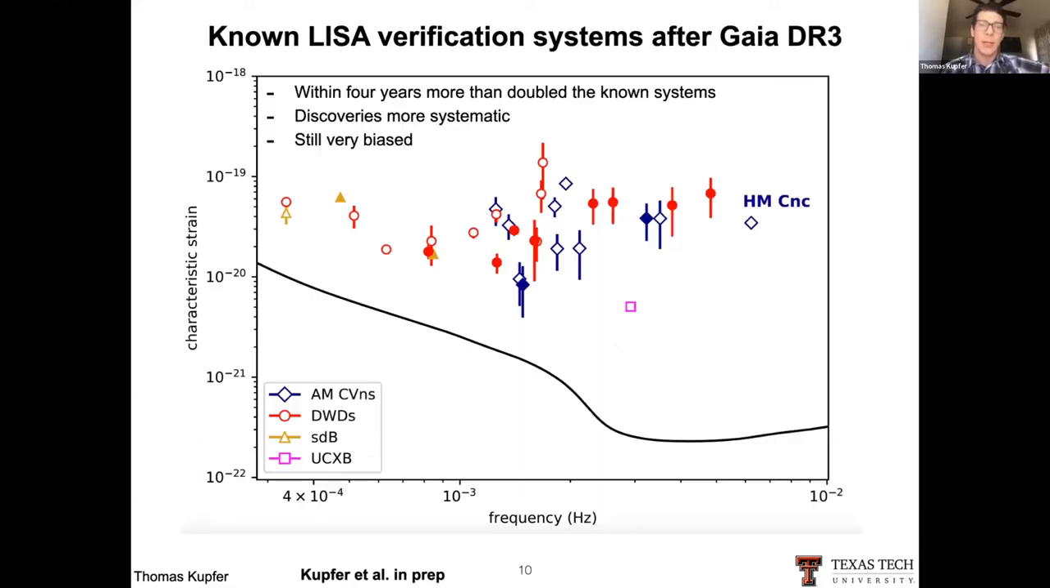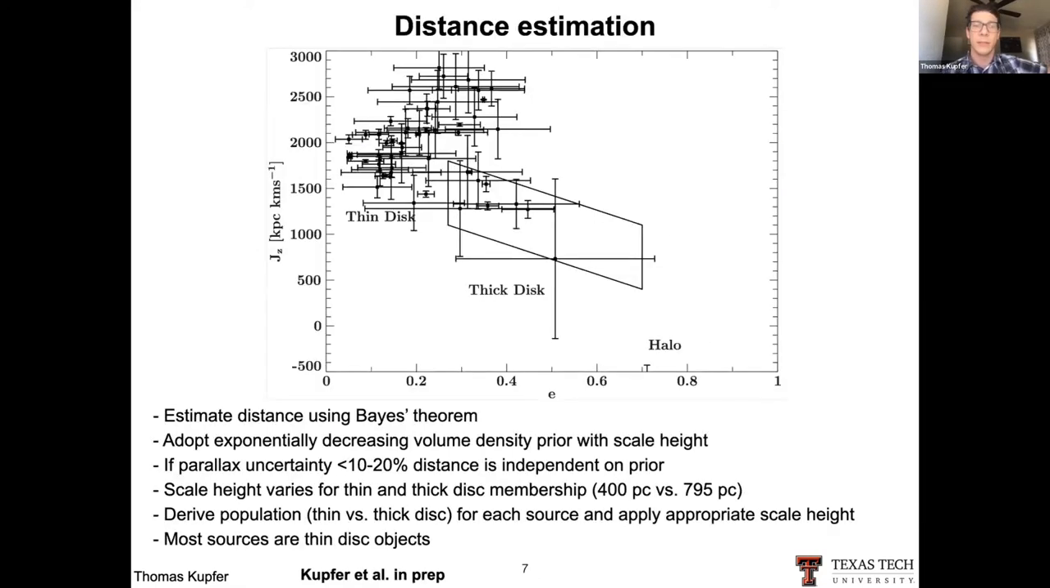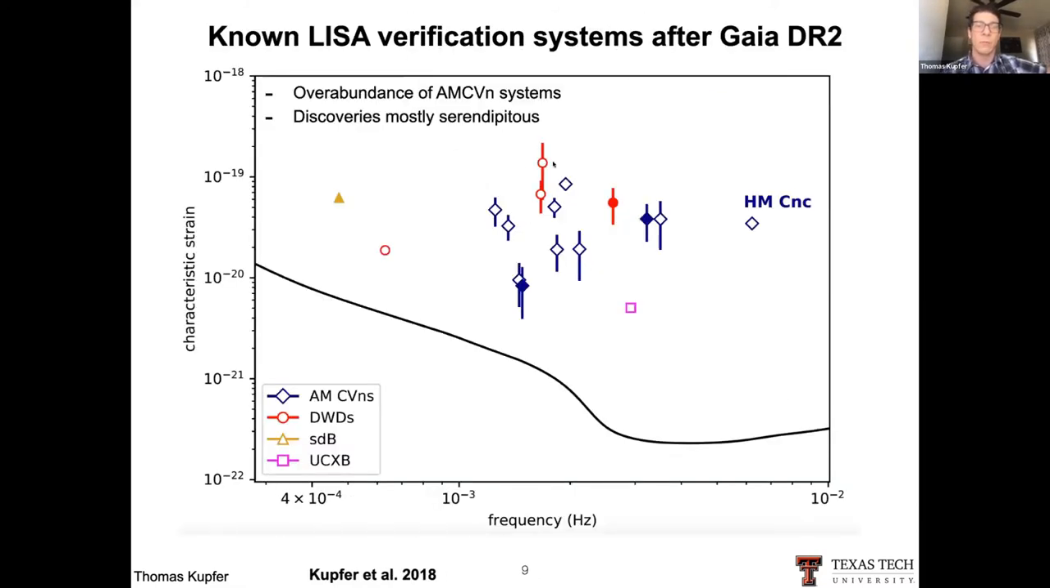So exactly, let me actually go maybe back to that slide. The extremely low mass white dwarf survey does something very different. Extremely low mass white dwarfs have a very specific color, so they do a color selection plus a parallax selection, and then they do radial velocities. That's mostly radial velocities, so there you are also sensitive to the non-eclipsing sources. That's a different detection method, and the non-eclipsing sources are often from the ELM survey.